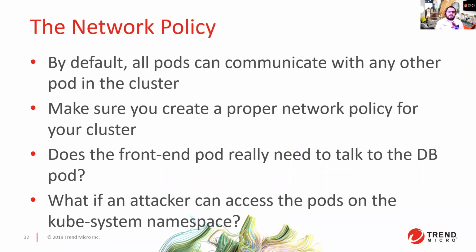And for network policy, also by default, all pods can communicate with any other pod in the cluster. So basically, that's a flat network. And if you have a network background, you know that's not a good thing. So make sure that you create a proper network policy for your cluster. Ask questions like, does the front end really need to talk to the database pod? And what if an attacker can access the pods on the kube-system namespace, which is the main namespace for the Kubernetes cluster, where the control plane pods are usually running?